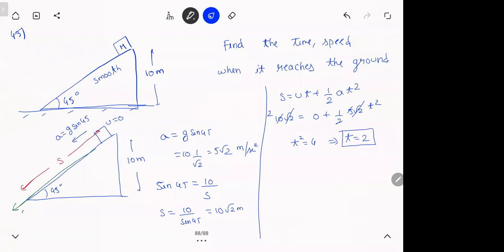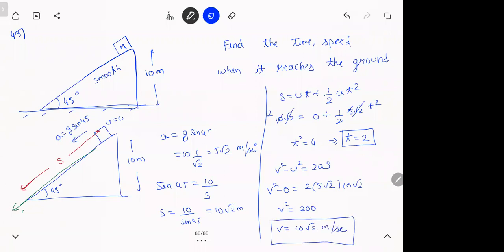See, once you got acceleration, the laws of motion chapter is over. Then it's simply a matter of kinematics. You want speed? v square minus u square is 2as. v square, initial speed is 0, acceleration is 5 root 2, displacement is 10 root 2. You get v square is 200. So speed will be 10 root 2 meters per second. So it will reach the ground in 2 seconds with this much speed. Have a look at this. Any step you didn't get, please ask me.